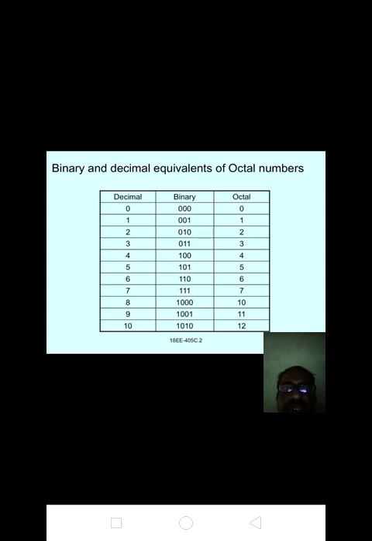For decimal value 0, the binary value is 000, and the octal value is 0 only. For 1, 001, octal is also 1. For 2, 010, it is 2. 3 is 011, octal 3. 4 is 100, octal 4. 5 is 101, octal 5. 6 is 110, octal 6. 7 is 111, octal 7. 8 is 1000, octal 10. 9 is 1001, octal 11. 10 is 1010, octal 12.